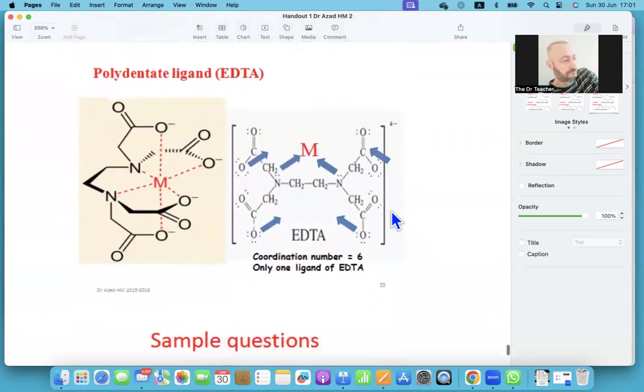Now, EDTA, a polydentate ligand. You see, this is the metal in the middle, and 4 oxygen and 2 nitrogen can coordinate to the central metal. As you see here, the lone pair from the 2 nitrogens, and from the oxygen we have 1 lone pair to be used from 4 oxygen only to the metal. So 1, 2, 3, 4, 5, 6: 6 bonds.